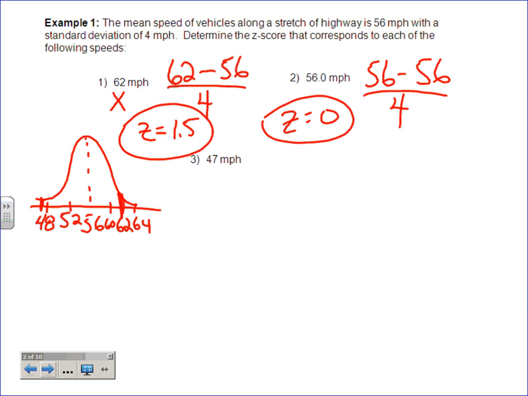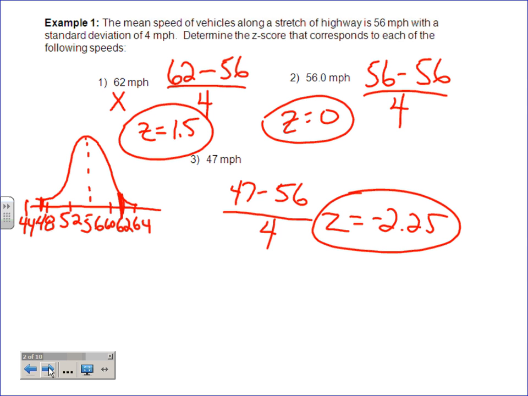Negative 2 point something, because it's to the left. In fact, it's not that hard because the next one is 44, and so 47 is 1 out of the 4, so it's pretty straightforward. You do 47 minus 56, that's how it comes negative, over 4. And of course we do that math, and we actually get a z-score of negative 2.25.